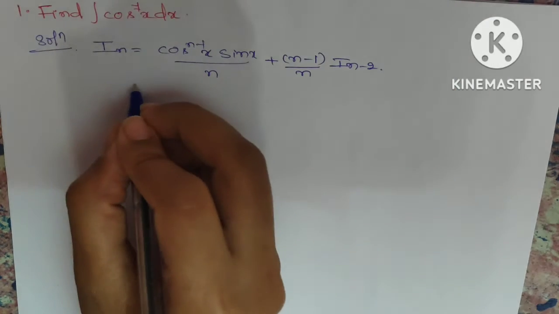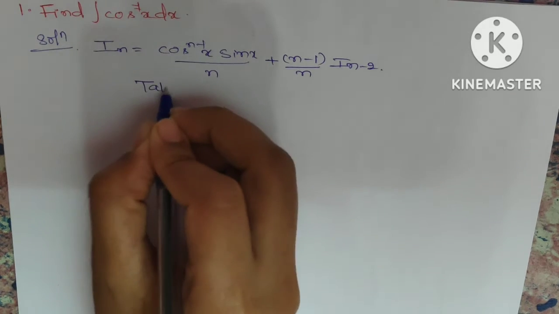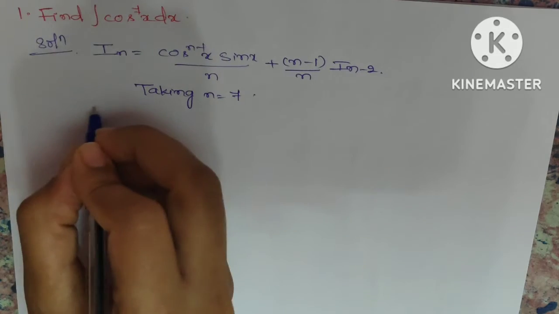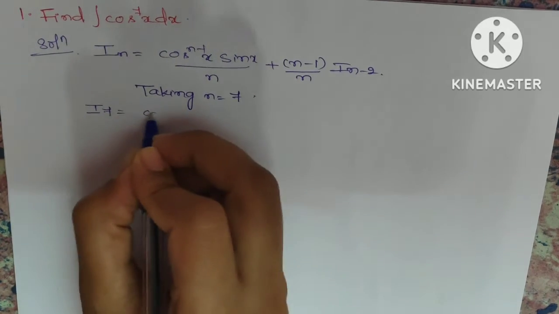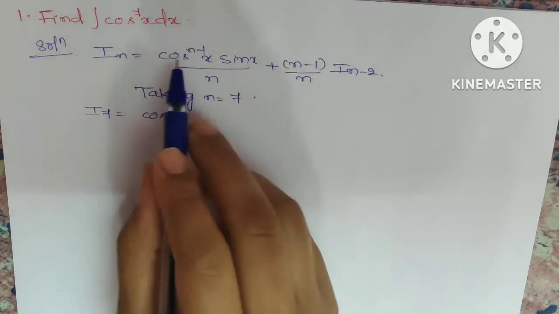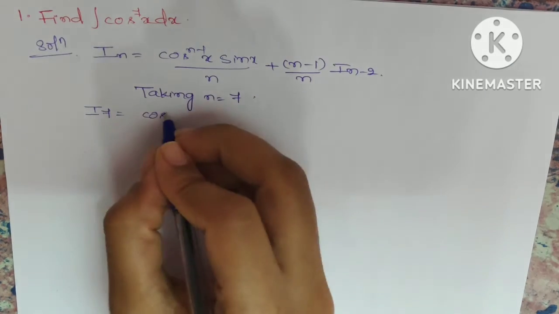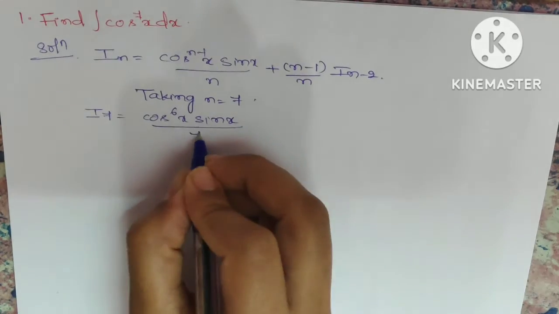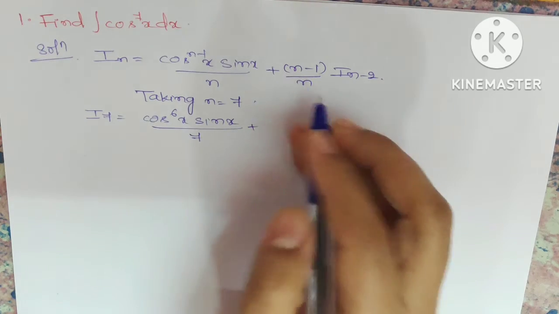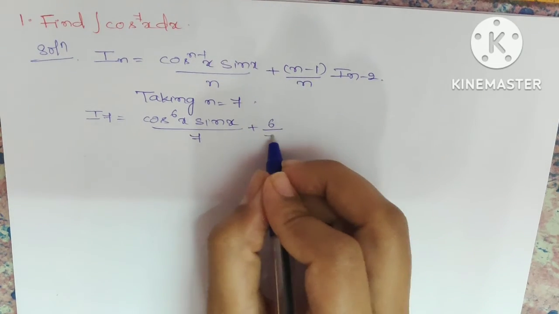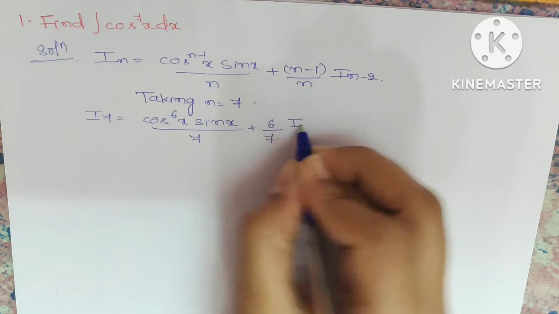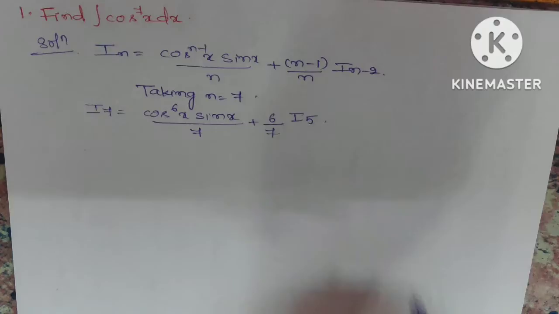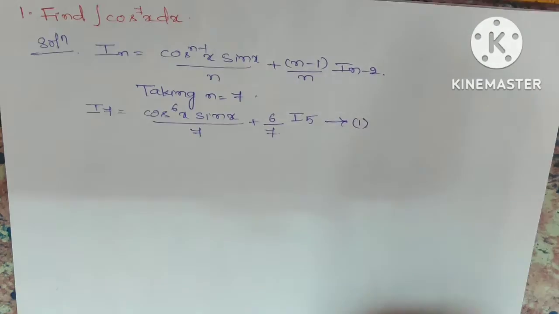Now taking n equals 7, I₇ equals cos^(7−1), that is cos^6 x, times sin x divided by 7, plus (7−1)/7, that is 6/7, times I₇₋₂, that is I₅. Let it be equation 1.